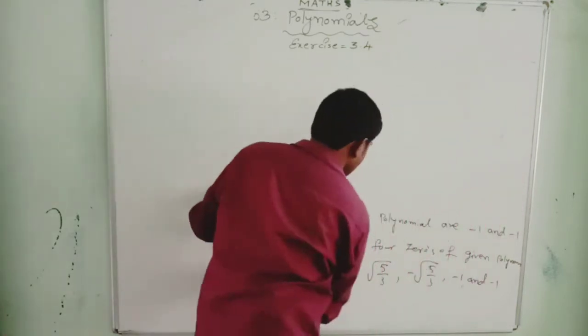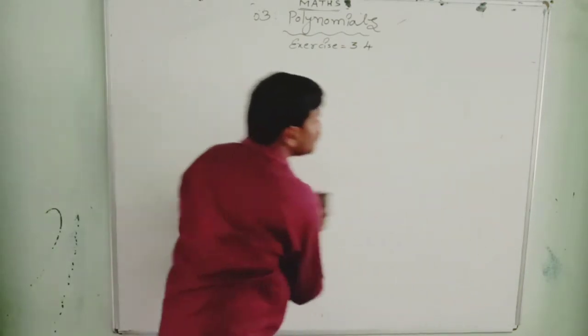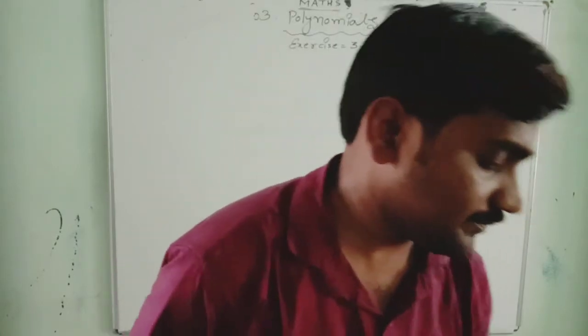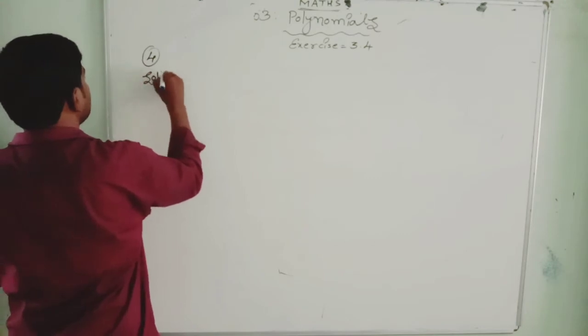Okay children, then we have very small problems again. Next two problems are, let us try to solve the fourth question and fifth question. Question number 4, solution here.